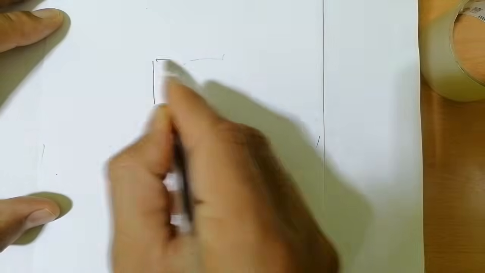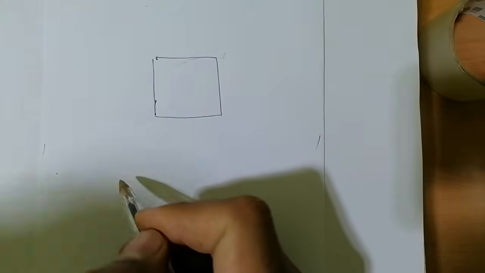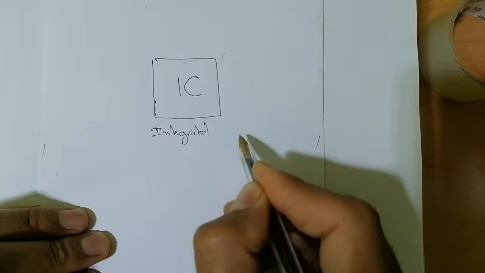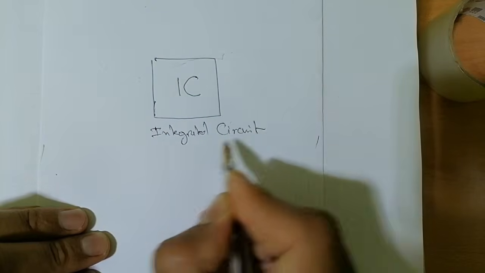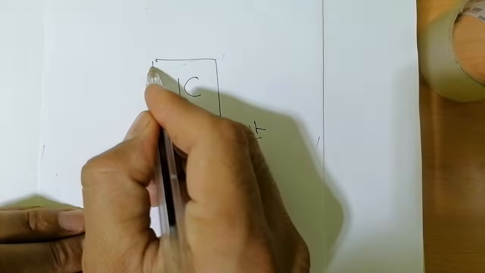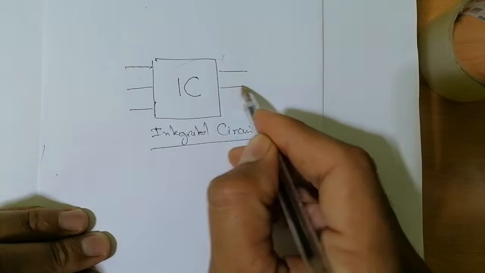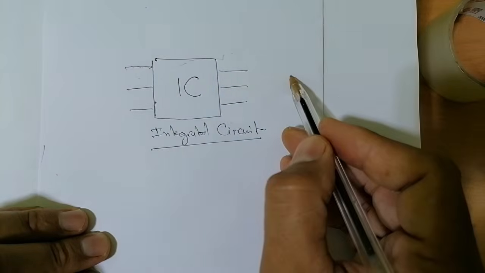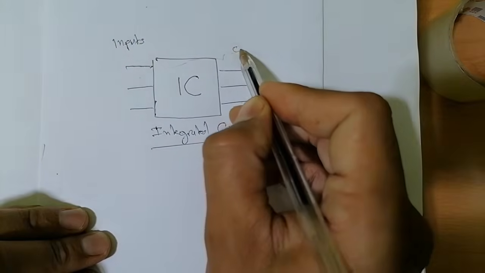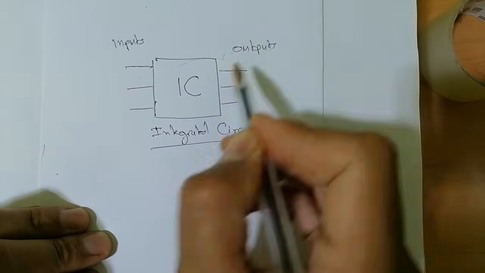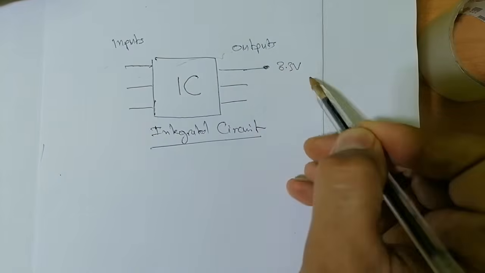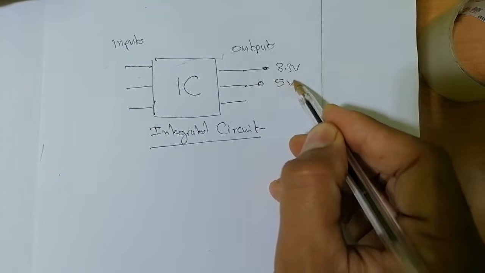So remember, guys, let's summarize a little bit. Here we have an IC, integrated circuit. This is for beginners. This IC, as you can see here, has many pins, inputs and outputs. Here we have inputs, and over here we have outputs. The output, for example, will generate 3.3 volts, and also for example 5 volts.